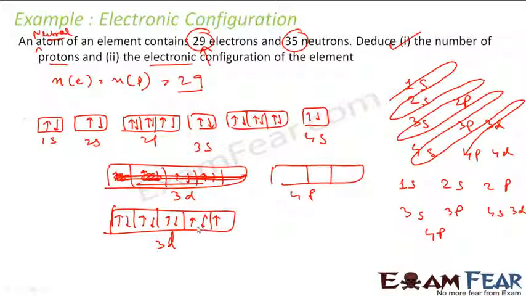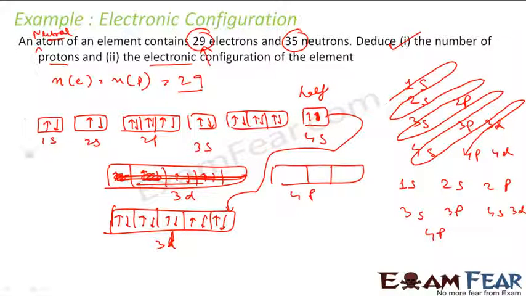29 is done. But now you see this one has 9 electrons. If it gets 1 electron, it will become stable. So it will take 1 electron from 4s. Right? So it will come here. And this is half filled, so this will also be stable.